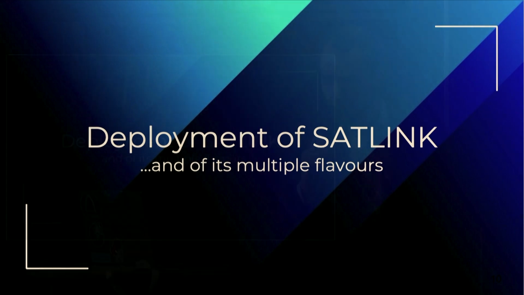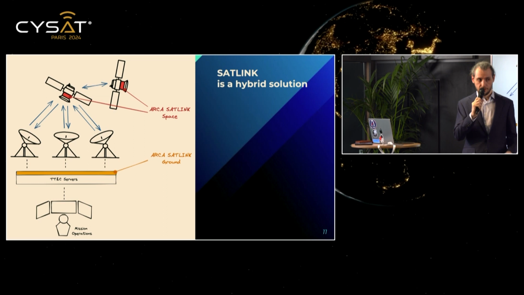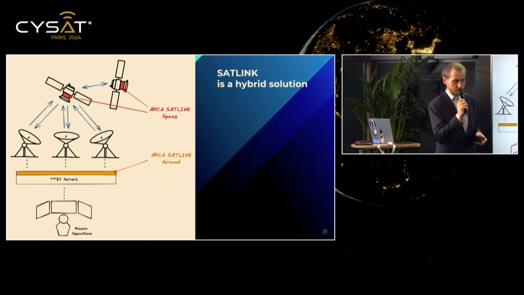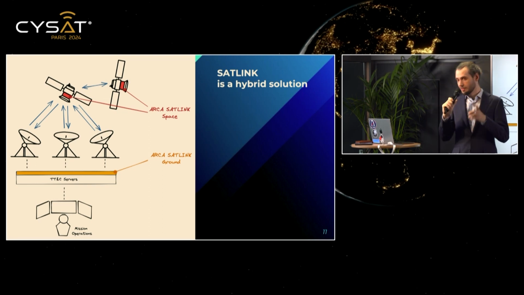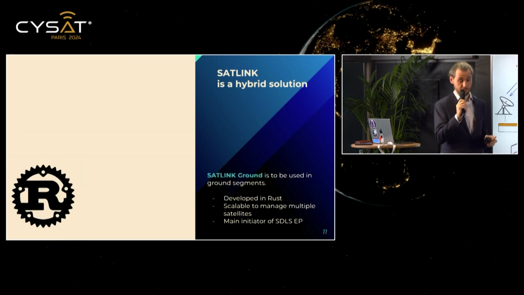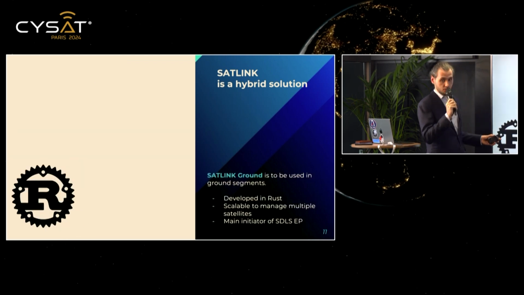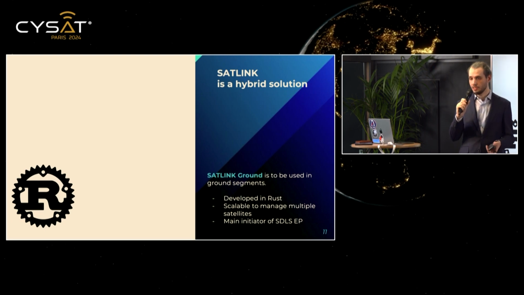I'll be going back a bit to SATLink. So as I mentioned, SATLink is a hybrid product. So I said we deploy it both in space and on the ground. What you need to realize is that it's not the same piece of software that we are deploying on both endpoints. SATLink is actually two products. We are developing SATLink Ground using the Rust programming language. It is made to be deployed on the ground, obviously, as the name implies. And it's made to be scalable and manage multiple satellites. It's usually developed as a master in the relationship between satellite and spacecraft. So for extended procedures, it will be mainly the initiator of procedures.